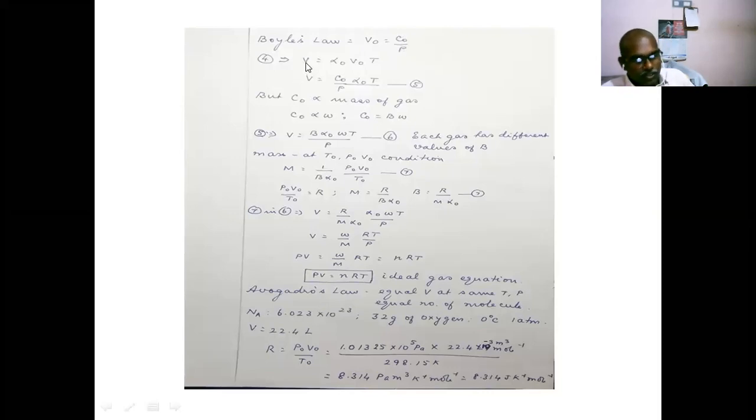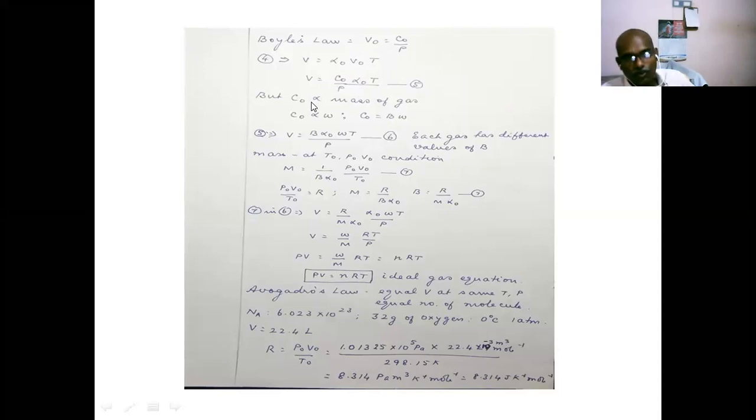Therefore, volume, according to equation number 4, what we have discussed in the previous slide, V is equal to alpha 0 V0 into temperature. So I can take V0 from Boyle's law. Therefore, this equation becomes C0 alpha 0 T. Instead of V0, I have written C0 by P. So volume is equal to C0 by P, then alpha 0 T. Let me say this is equation number 5.